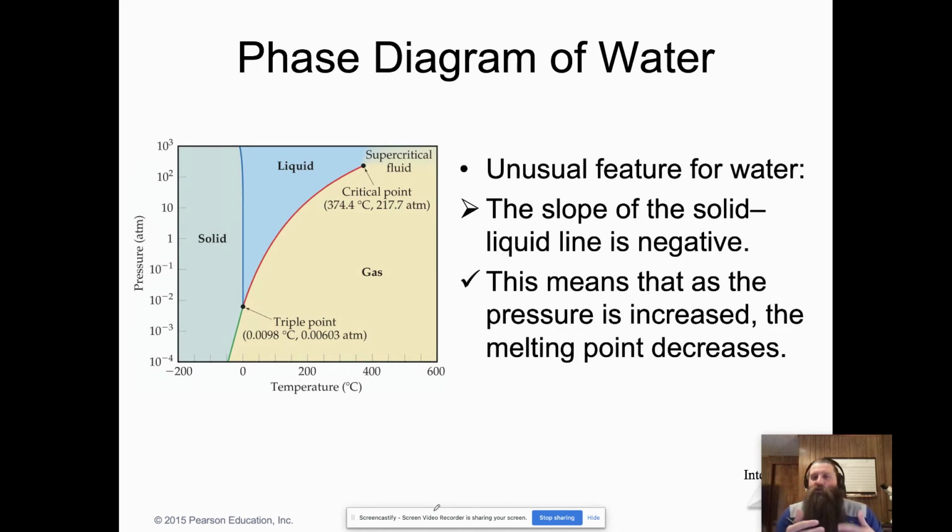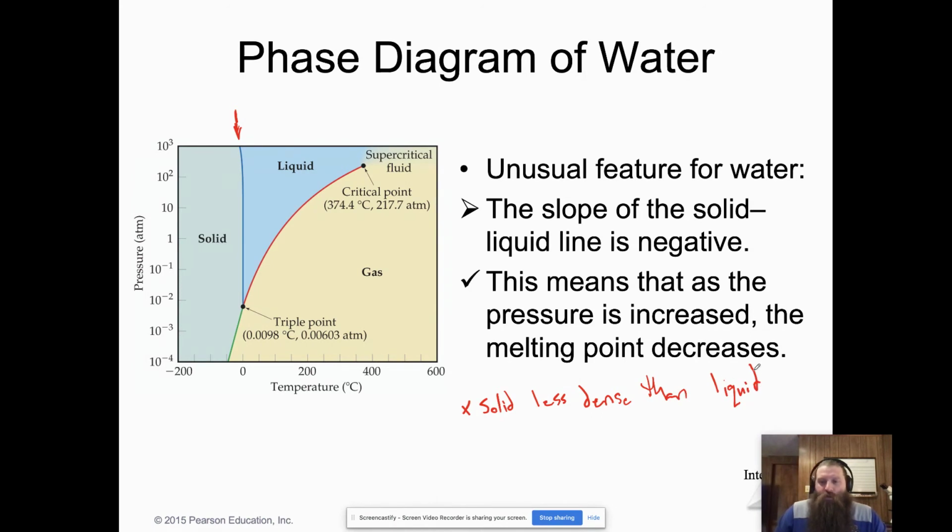Now, there's something else that's really unusual about water, and that's this line right here. The slope of this line is actually negative. That means two things. It means that as the pressure is increased, the melting point is actually going to decrease, which is interesting. And it also indicates that the solid is less dense than the liquid.